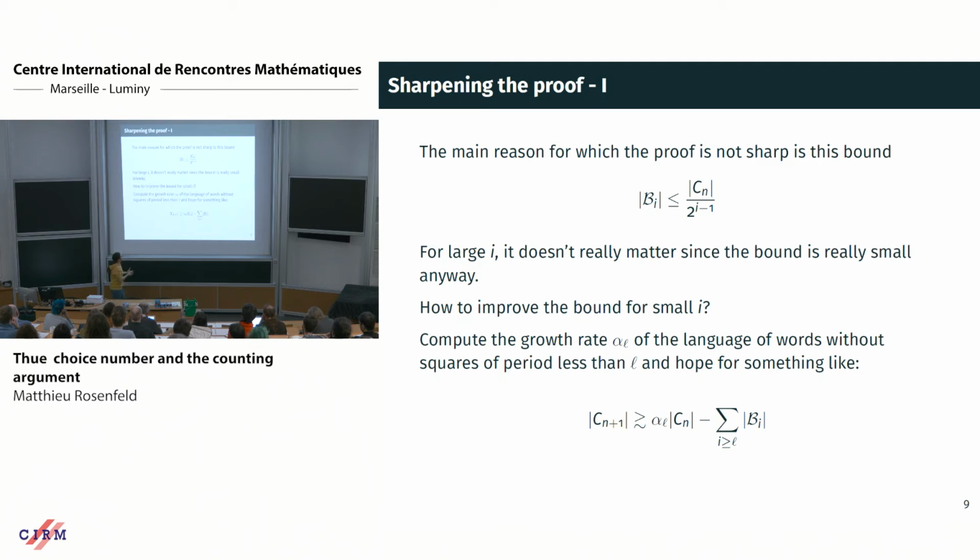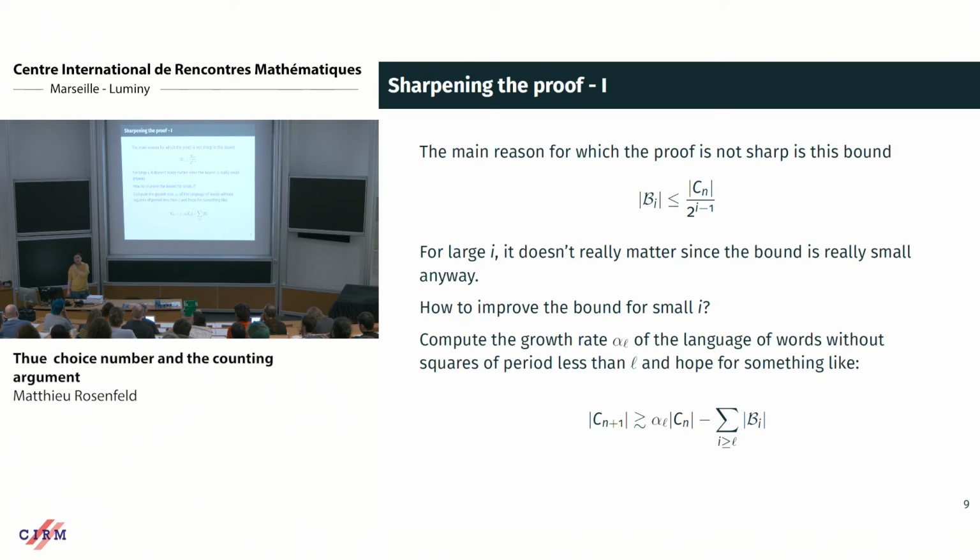Obviously this is not correct, because for this to be correct, I would need here to have, in fact, the set of words without short squares, and somehow it breaks something. But there are ways to fix this.